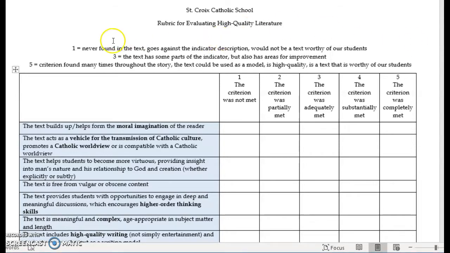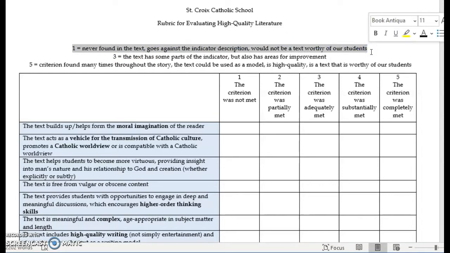So as you can see, we have, for each indicator, you can give a 1, 2, 3, 4, or 5, and some descriptions of those. To give a 1 for any of the indicators would mean that it's never found in the text, or goes against the indicator description, or just simply would not be a text worthy of our students.